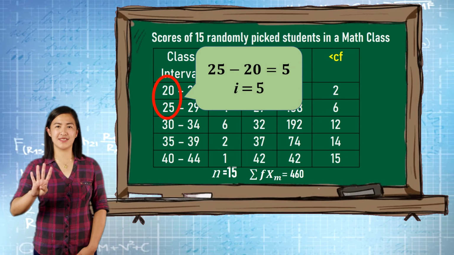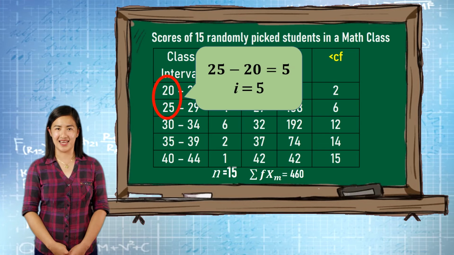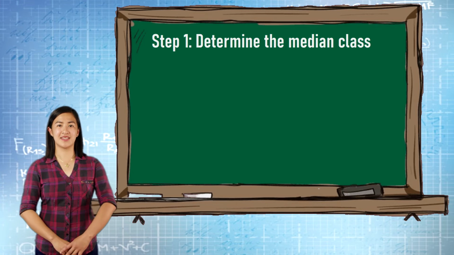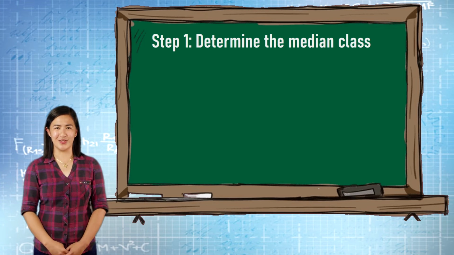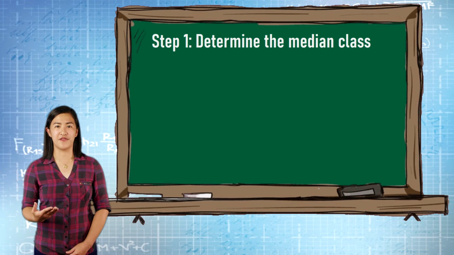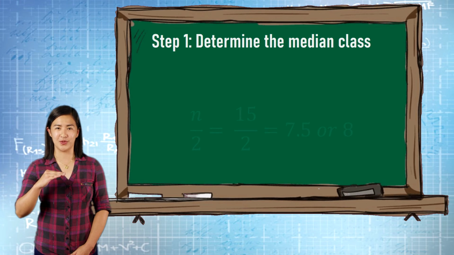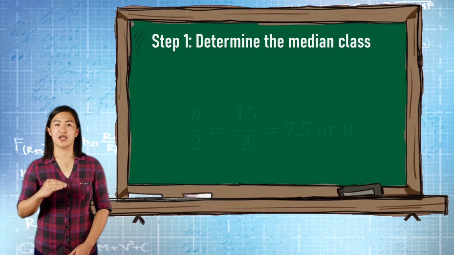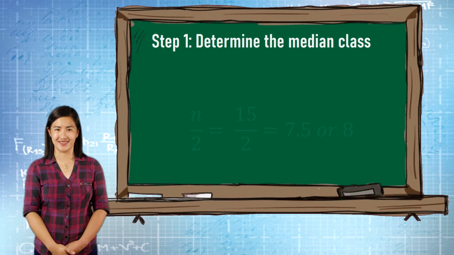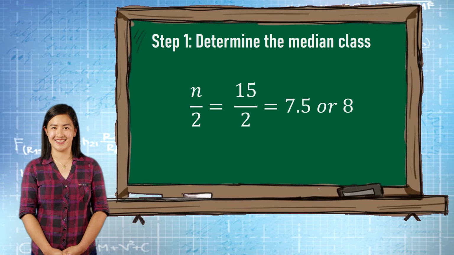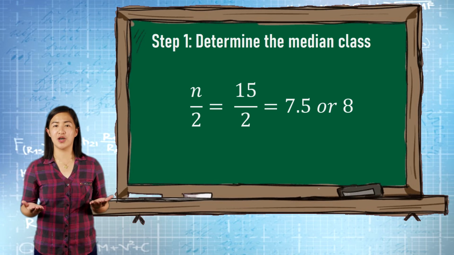There are 4 steps in solving for the median of a group data. Let's go into this. Step 1. Determine the median class. To do this, locate the cumulative frequency which is greater than or equal to n over 2 and note down its corresponding median class. N over 2 equals 15 over 2, or that is 7.5 or 8. You may round it off to a whole number.